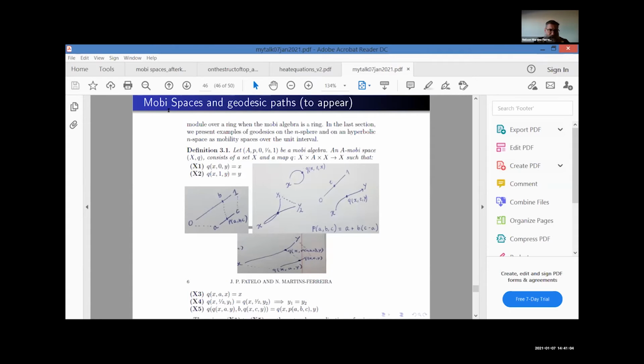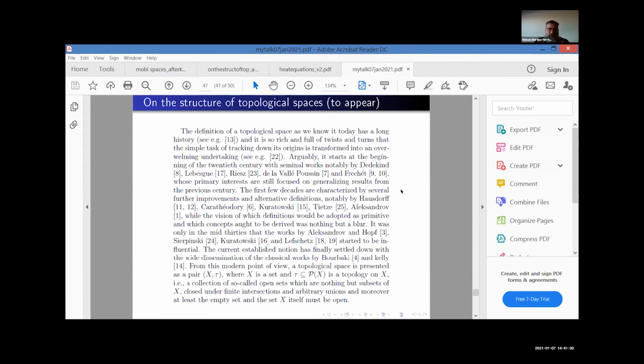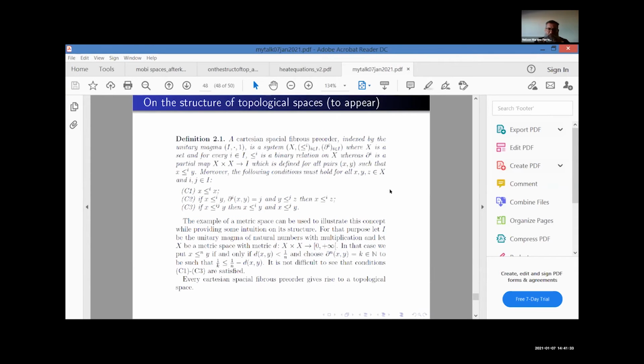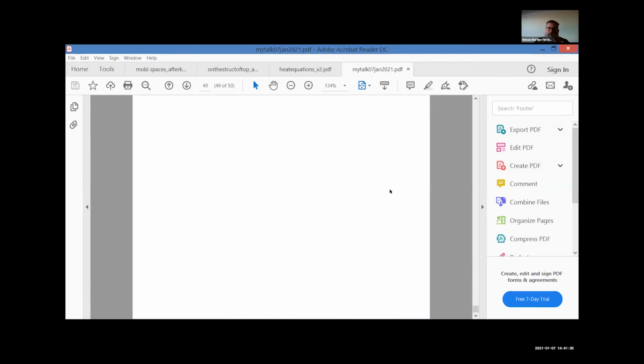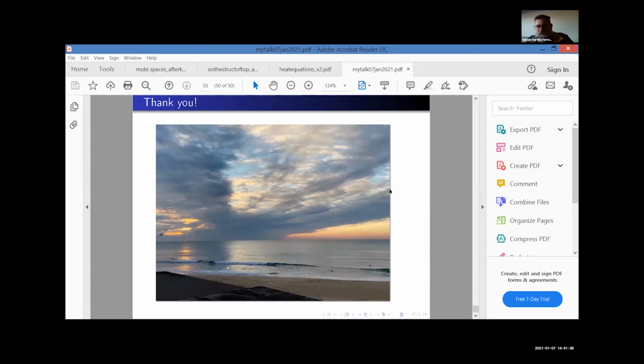And for that reason, the space, here it is the notion of a Mobius space, which is soon to appear in the print. And it has some axioms. This is actually joint work with George Fatil. And so we have actually modeled with axiomatic algebraic structure the notion of a geodesic path. And then there are further examples to topology, but they are still work in progress. And I finish here. Thank you very much for your attention.